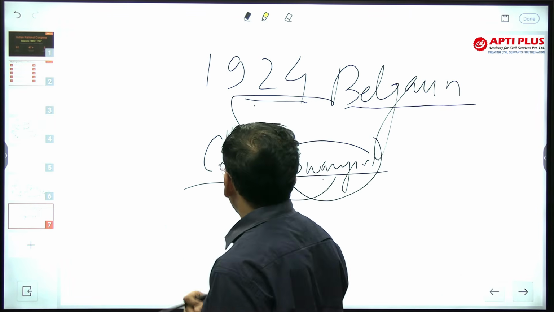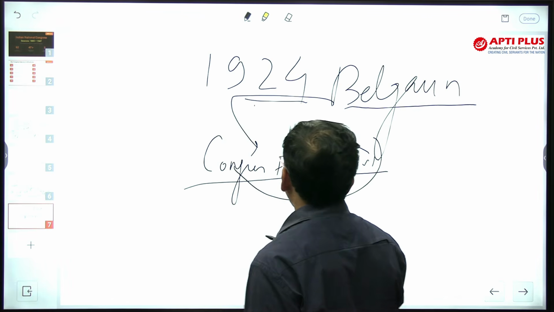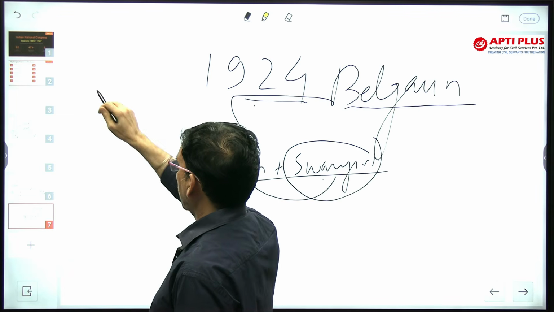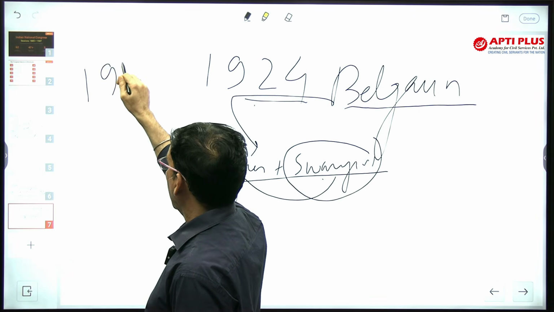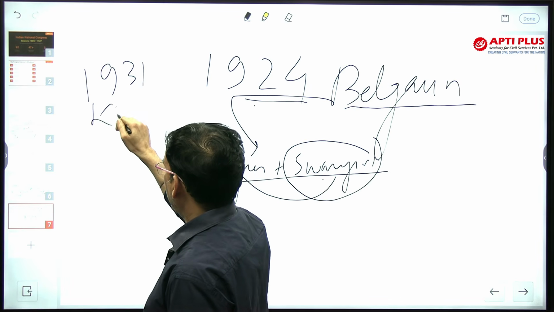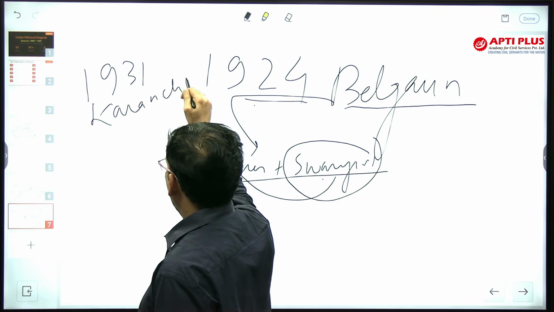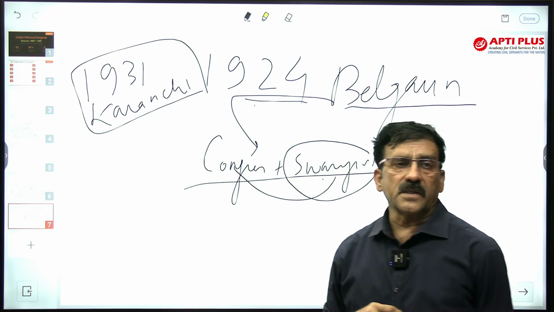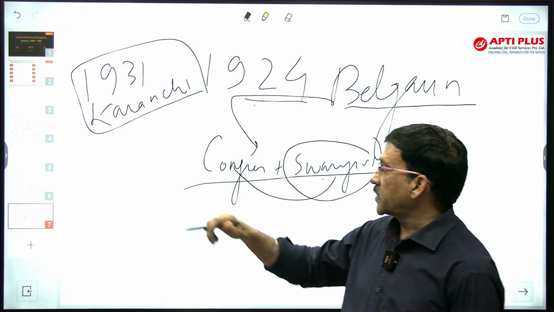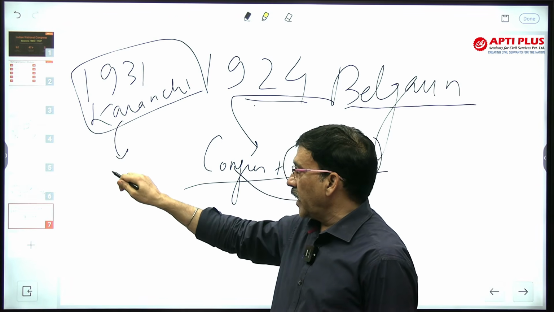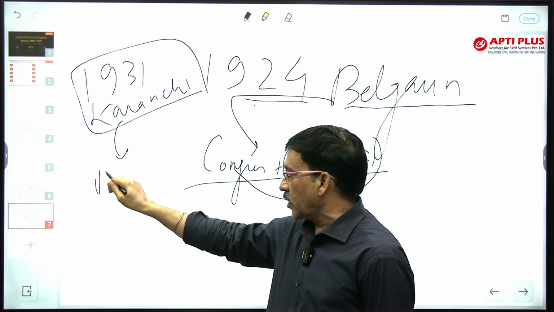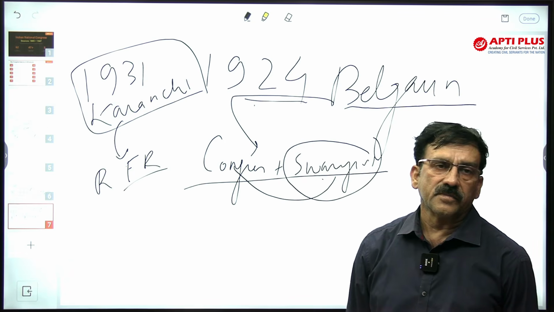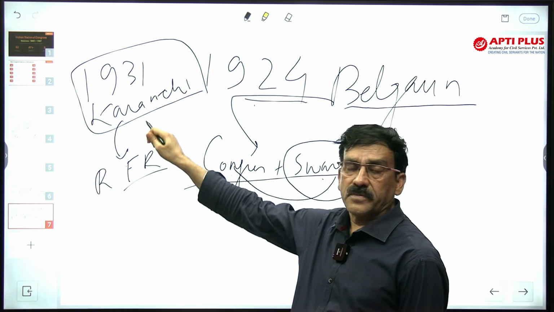Next historic session, if you see in the history of Congress, is coming in 1929. We have discussed earlier Lahore session. Now next session is 1931 Karachi session, presided by Patel. We have discussed the factual information that it was brought to endorse the Gandhi Pact. But try to understand why here Congress passed a resolution on fundamental right. This is important. A question can come in the mains also.